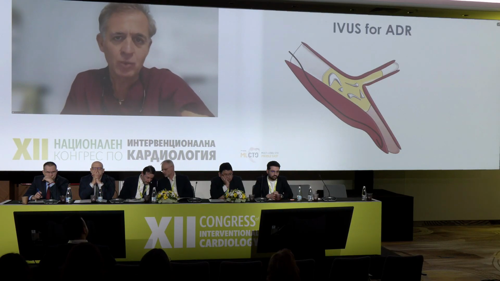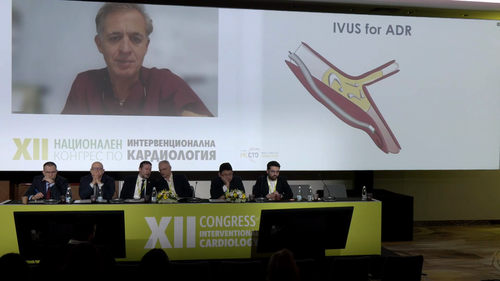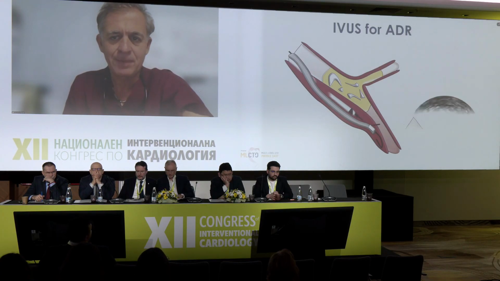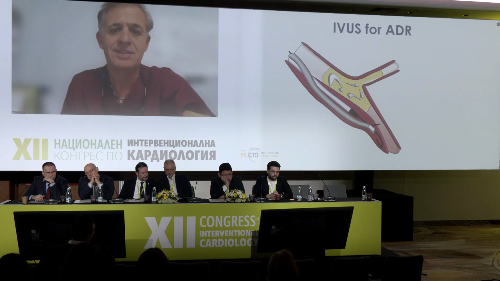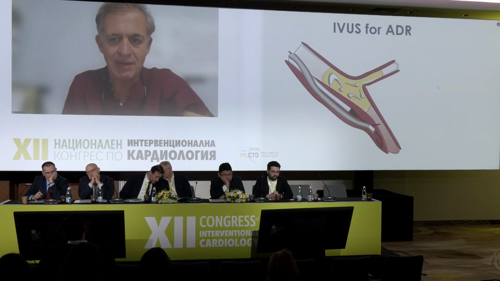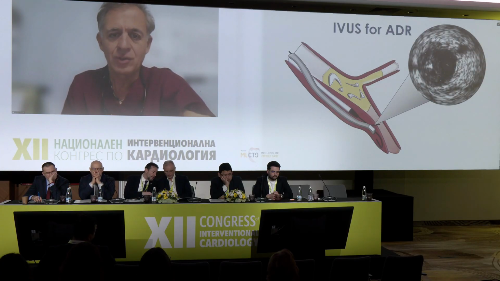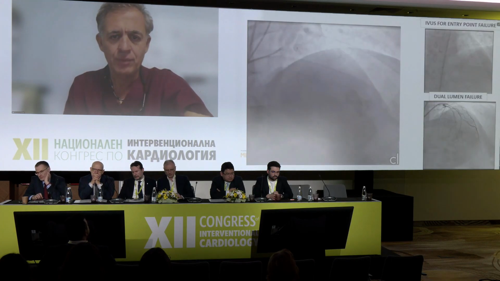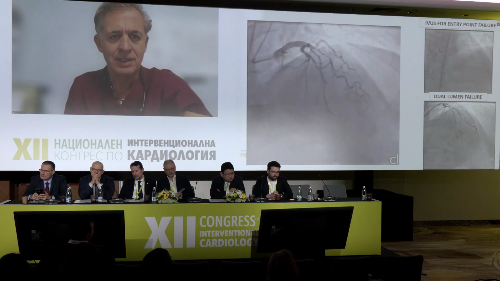This is the cartoon for IVUS for ADR. We have the wire in the subintimal space. We put the IVUS. We can see the IVUS in the subintimal space. We can see the true lumen that is collapsed. We puncture from the subintimal space. In this case, we need a very stiff wire like Hornet 14 or Confianza 12 with a wide angle. So the tip should be modified in order to have a wide angle to re-enter in the true lumen, and then we can have a very good success rate.